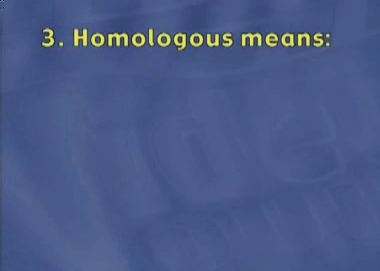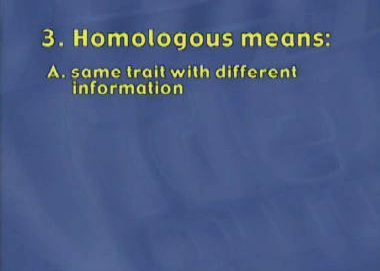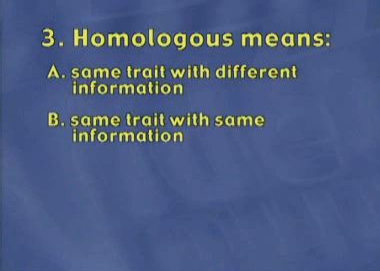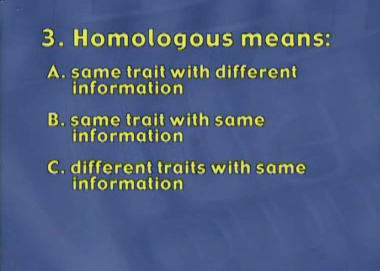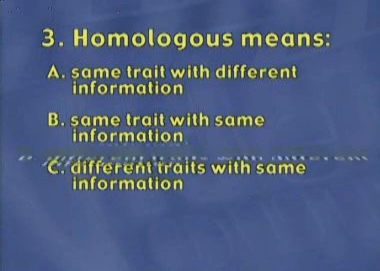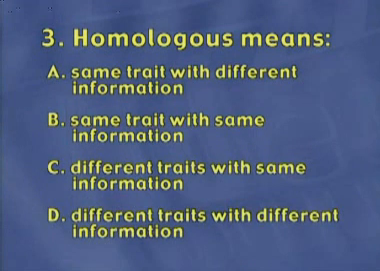Homologous means dealing with A, the same trait with different information. B, the same trait with the same information. C, different traits with the same information. Or D, different traits with different information.